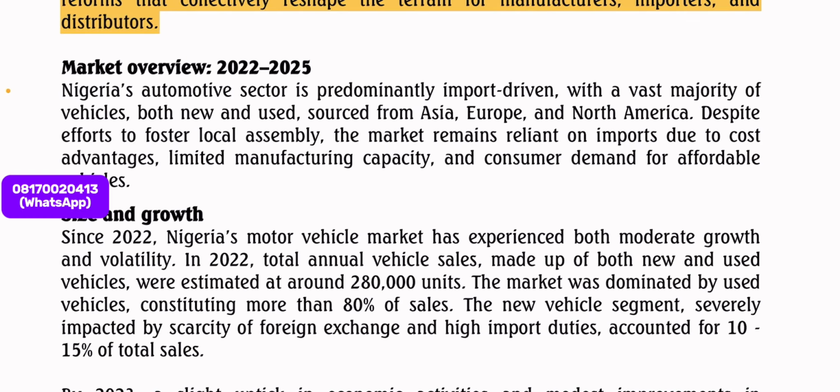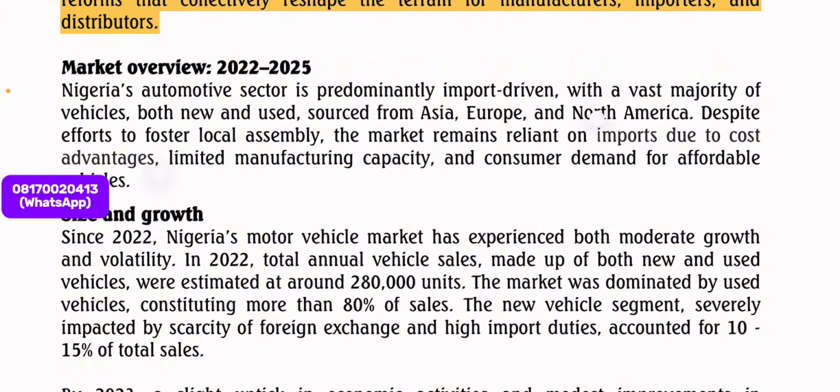Those are the 3 major places that they source these materials or these cars from. And then they're saying that although people have been trying, I think we have Innoson Motors, if I'm not mistaken, that is a Nigerian car manufacturer. So we have people that actually have tried to develop these cars locally, but reliance on imports has been a cost disadvantage for them. You understand?